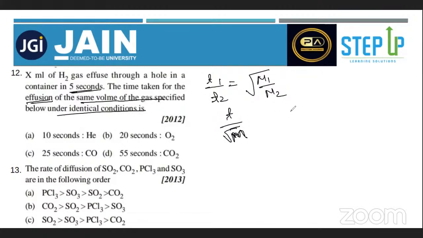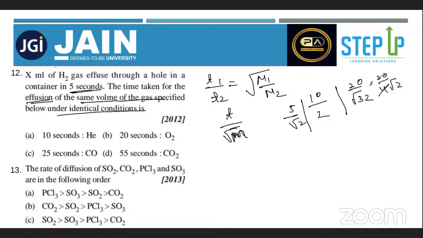So for H2, if I'm writing the rate of diffusion, it will become 5 root 2. For others, if I'm trying to find, it is 10 seconds for helium. So helium will be how much? 10 seconds upon root over helium's mass, which is 4. So root over 4 is 2. Then for oxygen, it is 20 over root over 32. Now root over 32 will be what? 4 root 2.